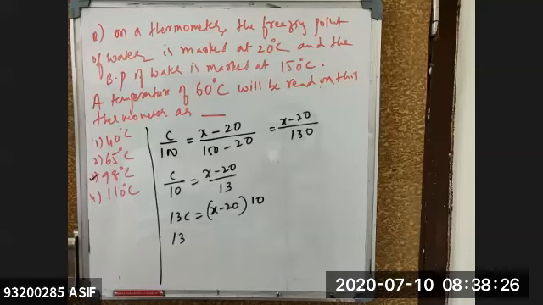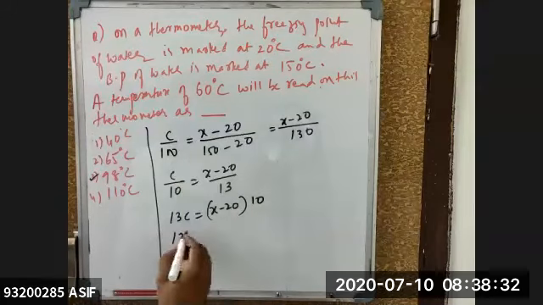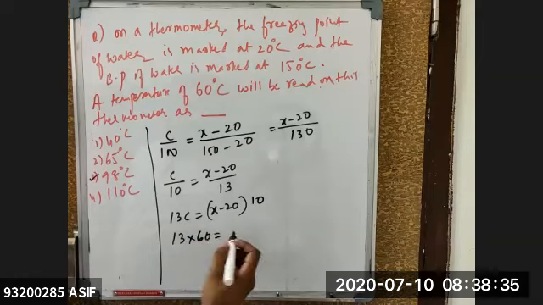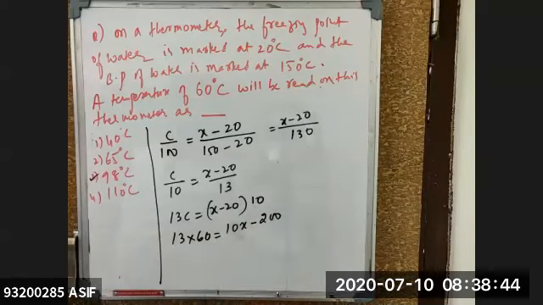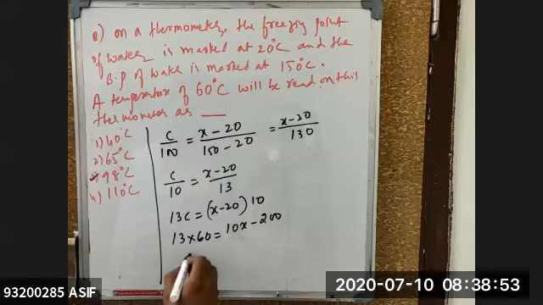So this will become 13 into C. What C value has he given in the problem? 60. The temperature is 60. So 13 into 60 equals X minus 20 into 10, that is 10X minus 2 tens are 200. So 13 into 6 is how much? 78. So 13 into 60 is 780.